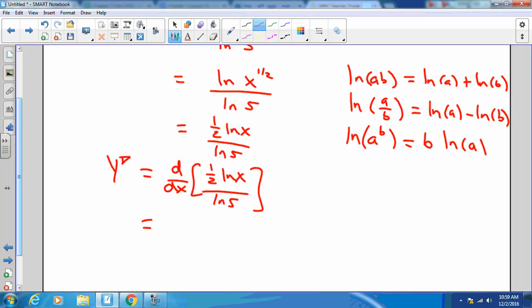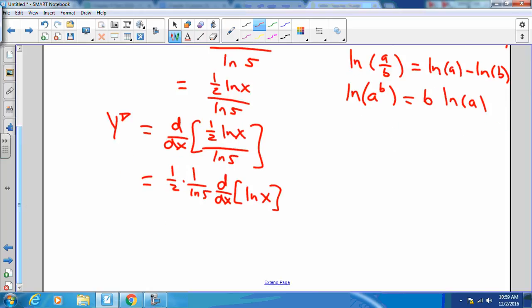What are my constants? It's really 1 over ln5, right? Yep. And what else do I have as a constant? 1/2. So I'm going to bring the 1 over 2 and the 1 over ln5 to the outside, and the only thing I have left is the derivative of natural log x. And I can do that any day.